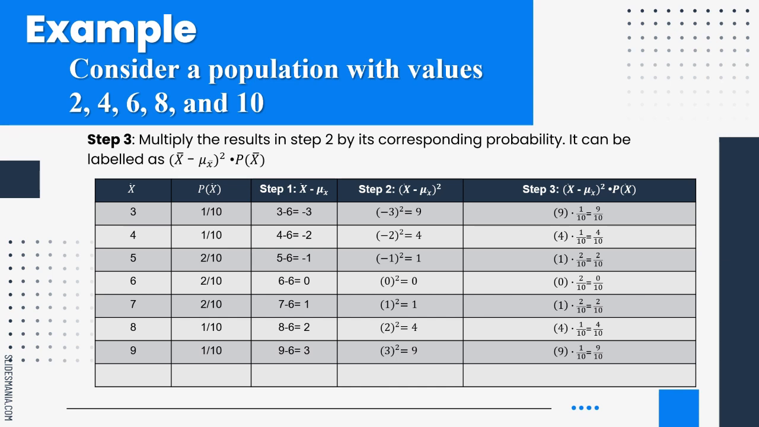4 multiplied to 1/10 is equal to 4/10. 1 multiplied to 2/10 is equal to 2/10. 0 multiplied to 2/10 is equal to 0/10 or 0. 1 multiplied to 2/10 is 2/10. 4 multiplied to 1/10 is 4/10. 9 multiplied to 1/10 is equal to 9/10.